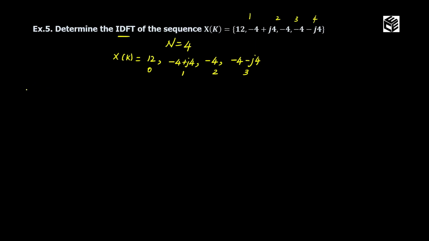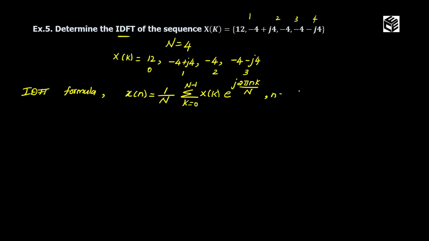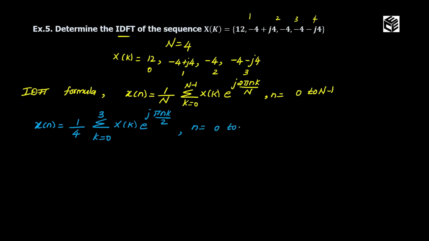So we know the formula for IDFT, right? X of n is equal to 1 by N into summation k equal to 0 to N minus 1 x of k e power j 2 pi n k divided by capital N, where the value of n is from 0 to N minus 1. Now I am going to apply the value of N as 4. So my formula will change to x of n is equal to 1 by 4 into summation k equal to 0 to 3 x of k e power j. If I apply the value of N as 4, I will get pi n k divided by 2 for n is equal to 0 to 3.